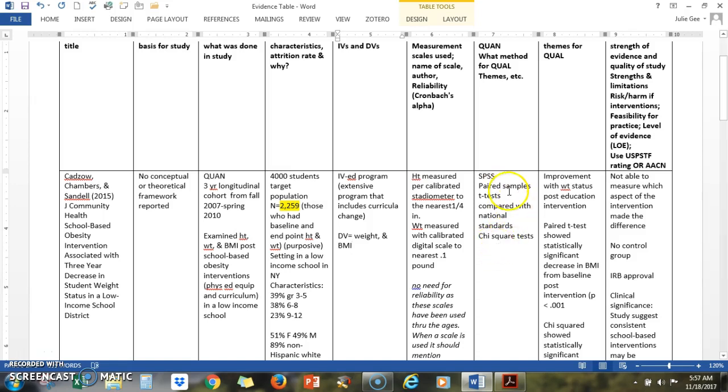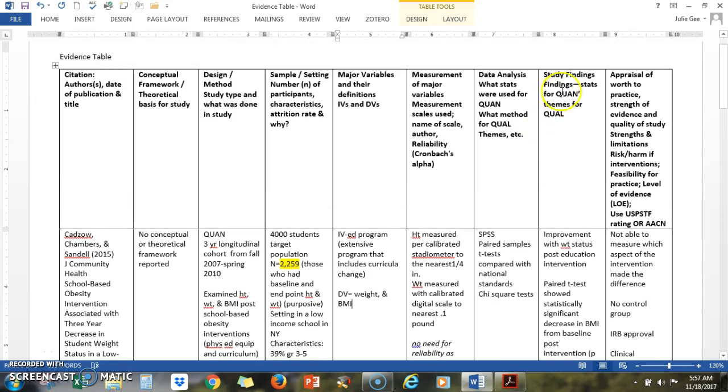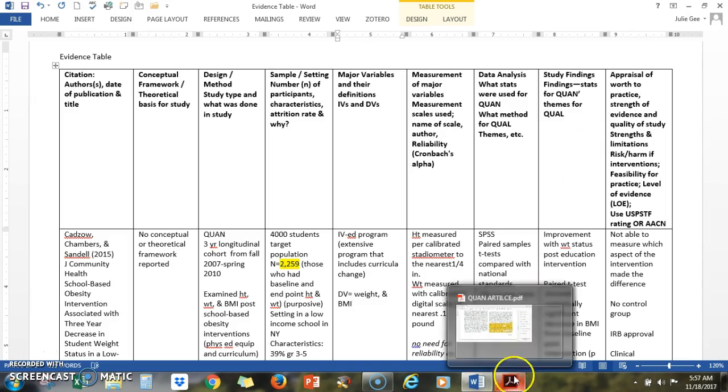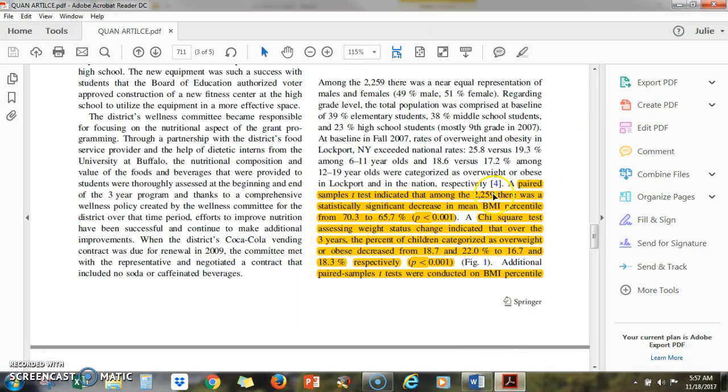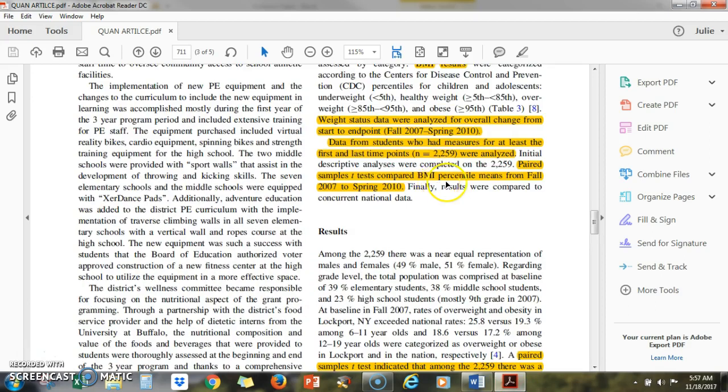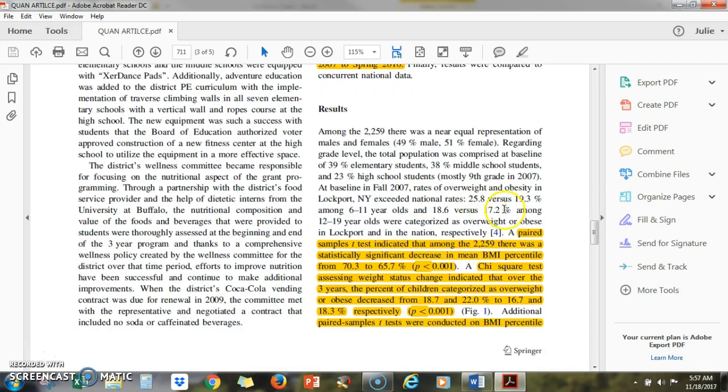But this really specifically brought out paired t-test and chi-squared, okay? So the next thing we really want to look at is the study findings. So if I go back to the article, right here, I'm going to see that the paired samples t-test showed a statistically significant decrease in the BMI percentile, which was a P of 0.001.